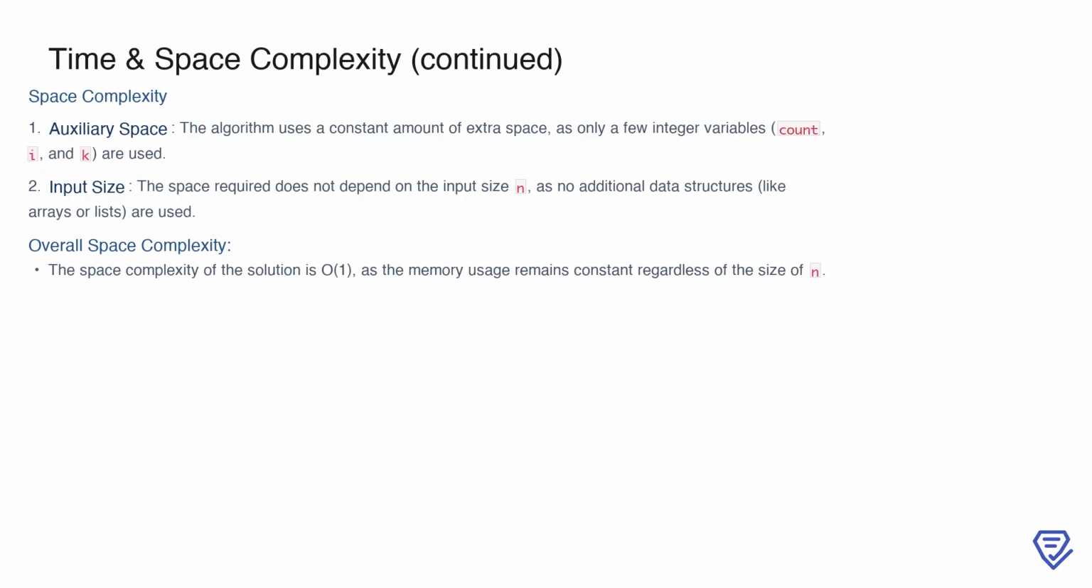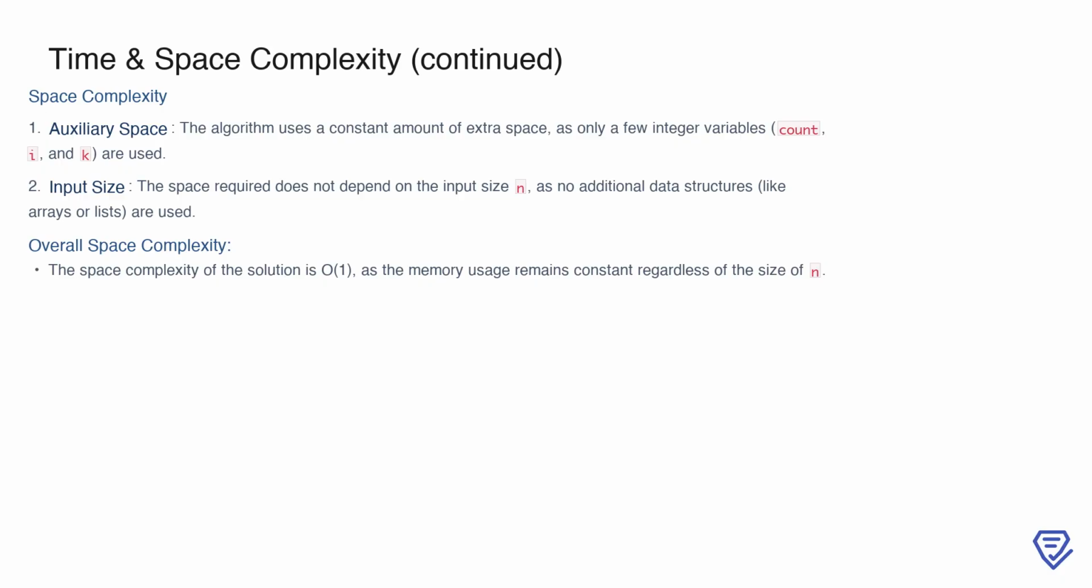The algorithm uses a constant amount of extra space, as it only relies on a few integer variables, count, i, and k. These variables do not scale with the input size, meaning the memory usage remains fixed regardless of how large n becomes. Importantly, no additional data structures such as arrays or lists are used, and the solution does not involve recursion, which would introduce stack space overhead. Because of this, the auxiliary space required by the algorithm is O(1). In summary, the space complexity of the solution is constant, or O(1), as the memory requirements do not grow with the input size.